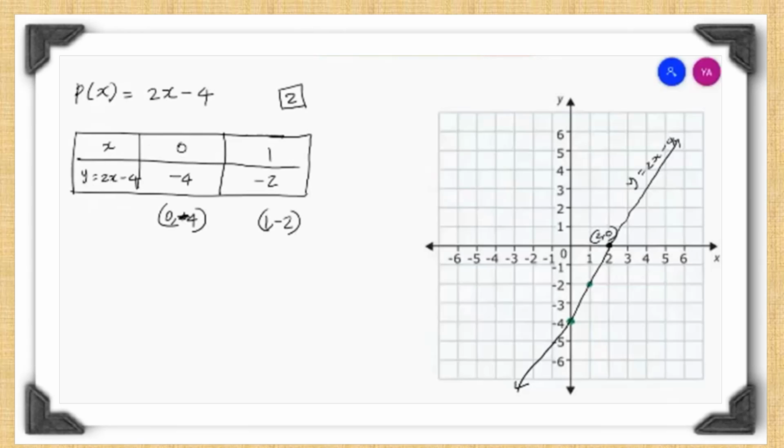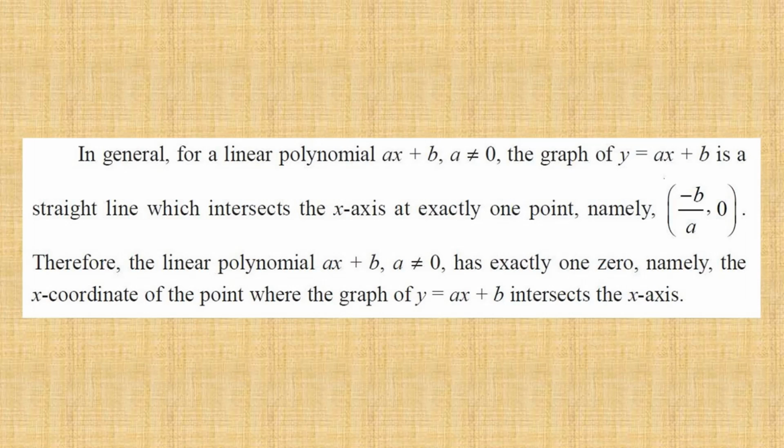So we conclude this idea like this: for a linear polynomial p of x is equal to ax plus b, a not equal to 0, the graph y is equal to ax plus b is a straight line which intersects the x-axis at exactly one point, namely (minus b by a, 0). Minus b by a is the x coordinate of the intersecting point, and that is the 0 of the linear polynomial.